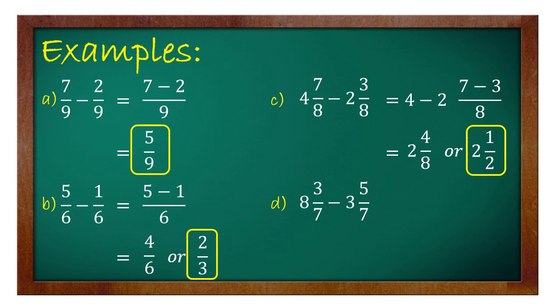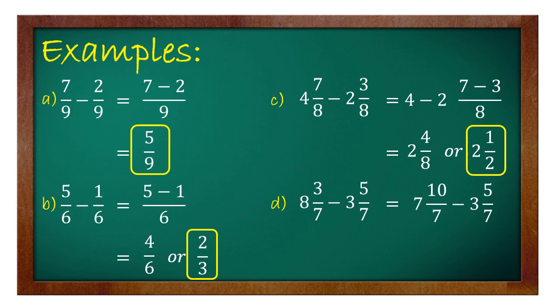Next is 8 and 3/7 minus 3 and 5/7. So, same procedure. We just simply subtract. Oh, by the way, kapag kasi sinubtract natin yung numerator natin, 3 minus 5, hindi siya pwede. Dapat laging mas malaki yung first number. So, in that case, yung ating 8, babawasan natin ng isang whole number. So, magiging 7 na lang siya. And then, yung binawas natin ay may katumbas na 7 kasi 7 yung denominator niya. So, idadagdag natin yun sa numerator na 3, kaya naging 10.